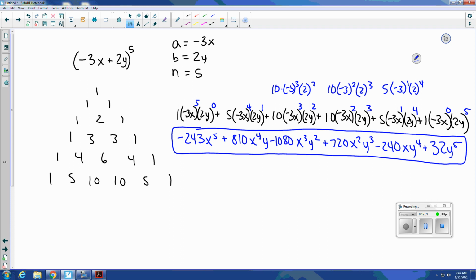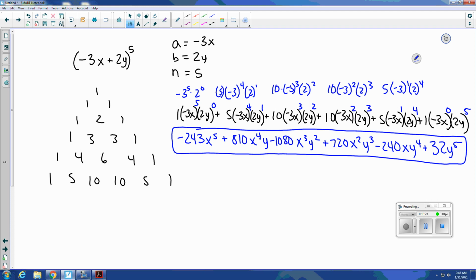Okay? So in this case, we're going to get negative 3 to the fifth times 2 to the 0. And that's where that first term came from. We're going to get negative 3 to the fourth times 2 to the first times 5. So there you have all the ways that those constant coefficients were calculated. Important to take into account those exponent values.